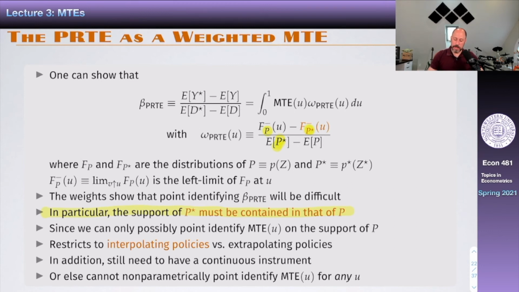So what I wrote here, the reason for this is that we can only identify the MTE on the support of P. So this requirement, of course, makes sense. And it restricts us to interpolating policies versus extrapolating policies, which is what I said before. We still need a continuous instrument, okay, because that's what we need to estimate all this. But you can see that this representation that we've been discussing before allows us to characterize this type of parameters that before were harder to conceptualize.